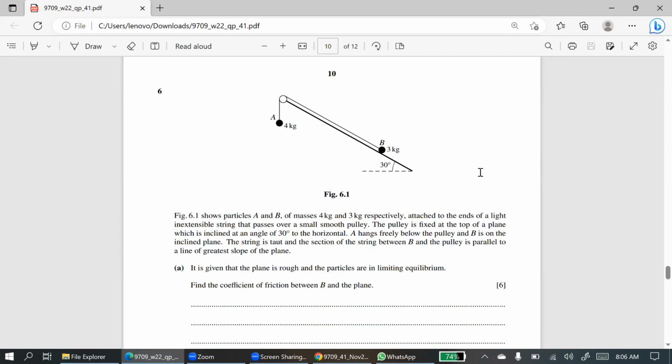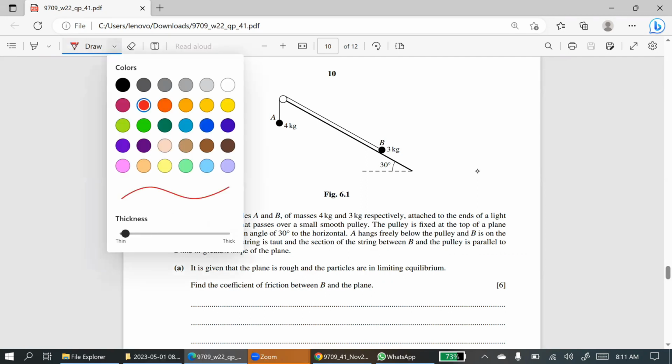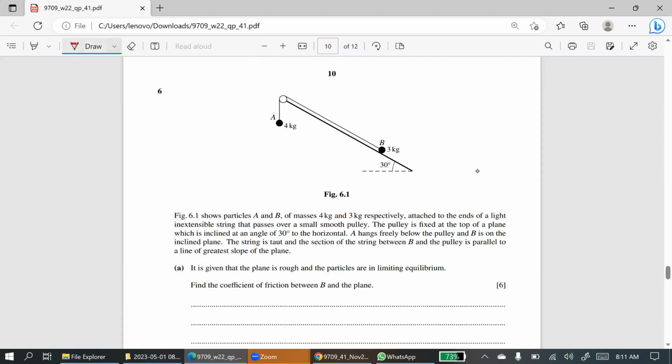A hangs freely below the pulley, and B is on the inclined plane. The string is taut, and the tension in the string between B and the pulley is parallel to a line of greatest slope of the plane. It is given that the plane is rough and the particles are in limiting equilibrium.